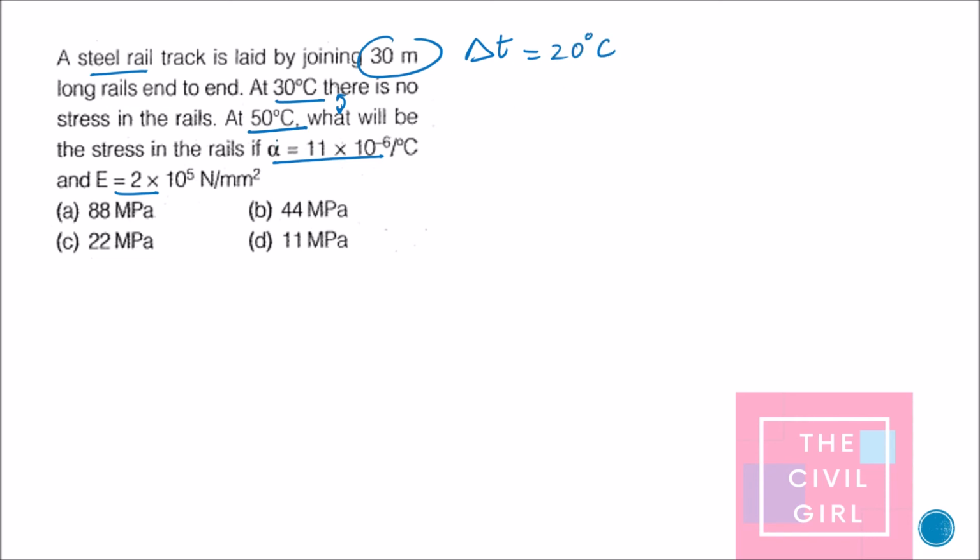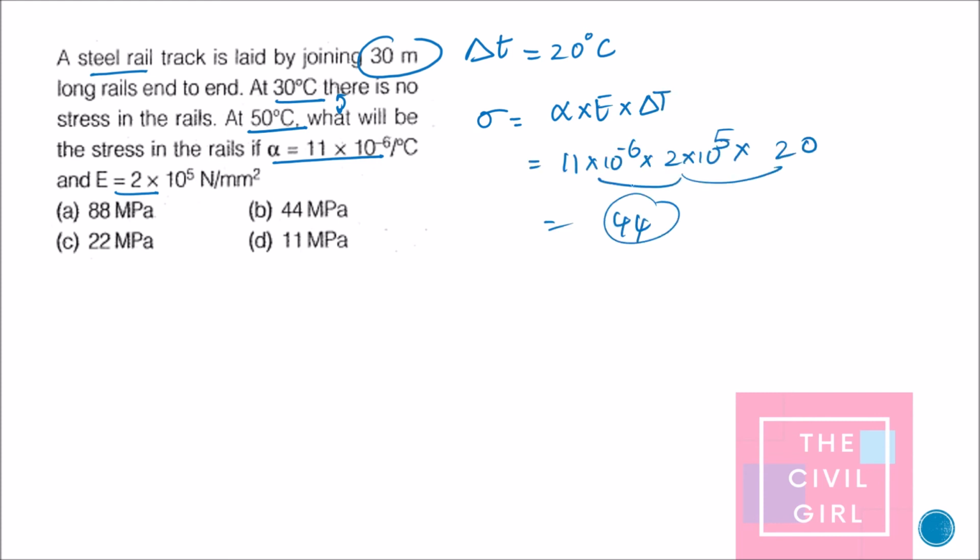And then we know what is the stress that will be developed. Stress developed is alpha into E into change in temperature. So 44 into something. I have only one answer similar to it. So I'm ticking option B.